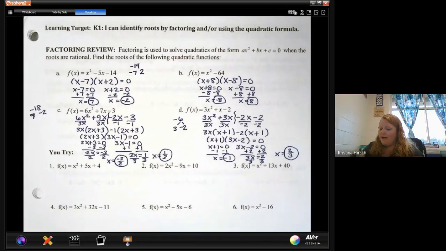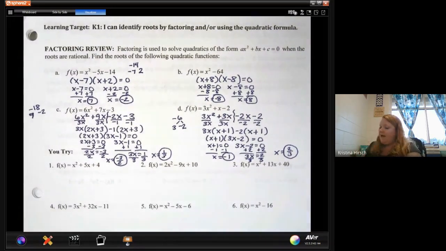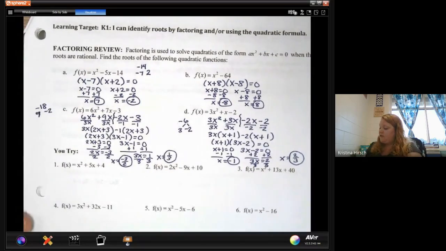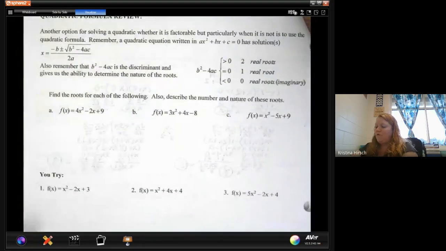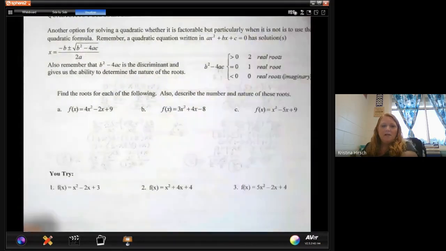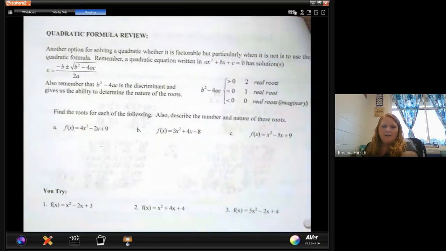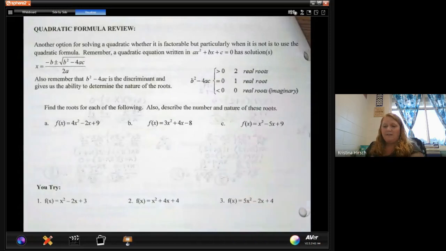All right, so that's a quick review of factoring. You'll have the practice to do at the bottom of the page, so you'll do those. And then when you flip over to page 5, this is a quick review of the quadratic formula, because the quadratic formula is also something that we use to find solutions. So remember, when we find these solutions, it's the same thing as a root, it's the same thing as a 0, and they represent the x-intercept on a graph.